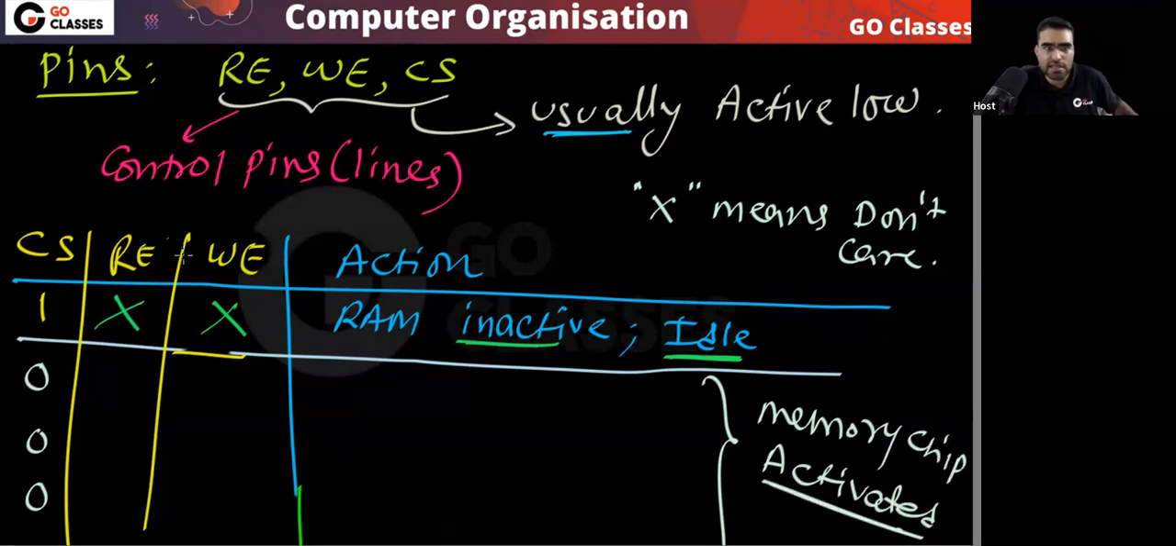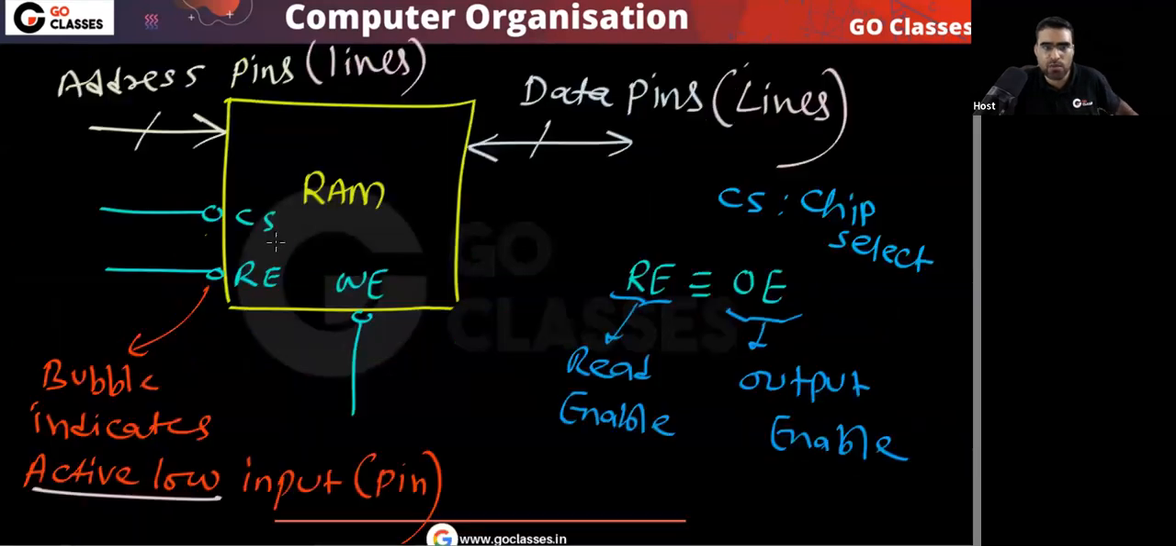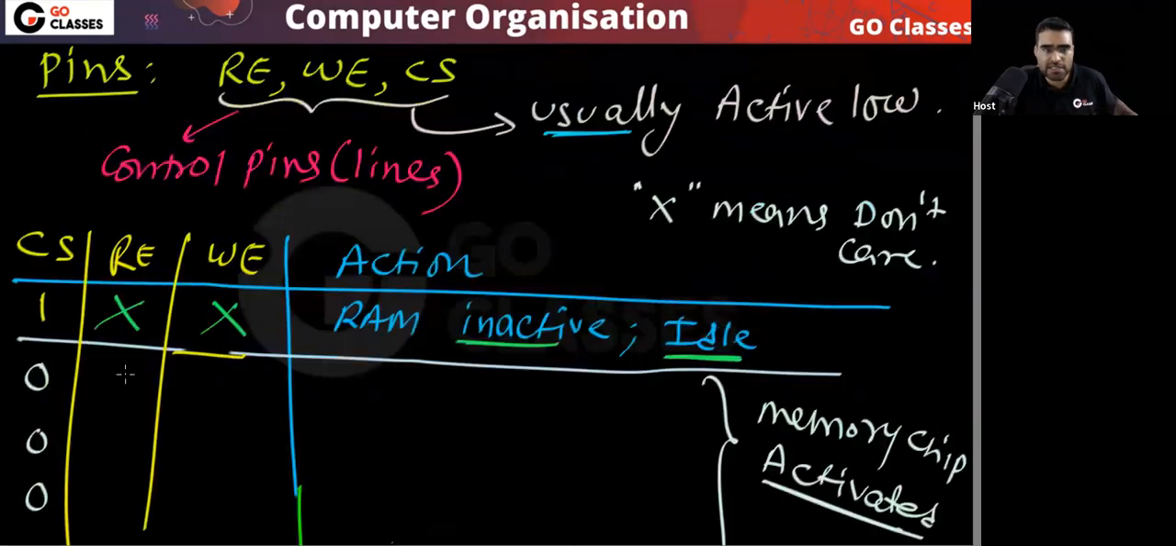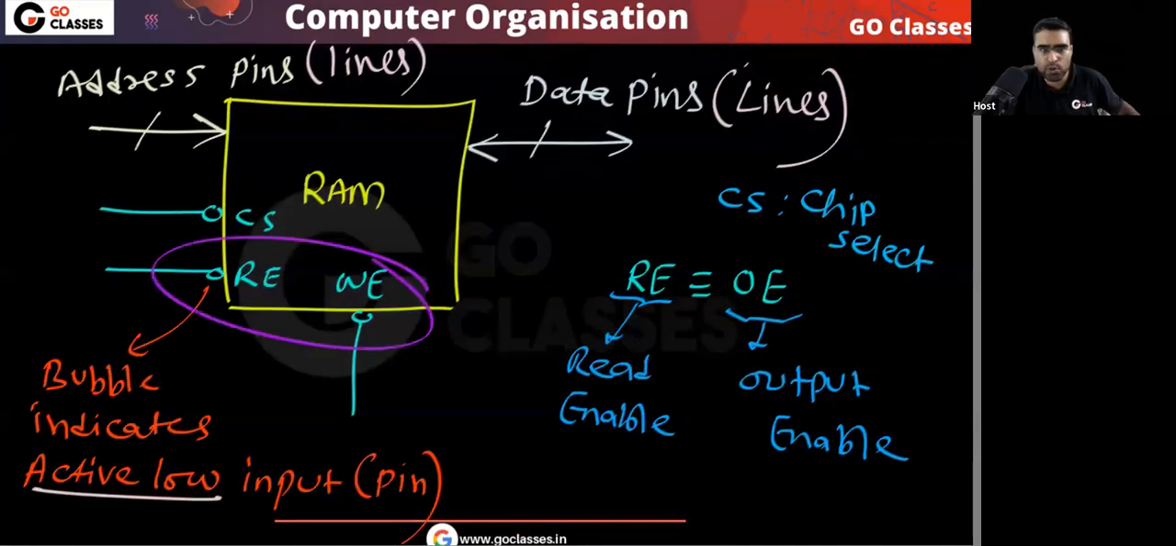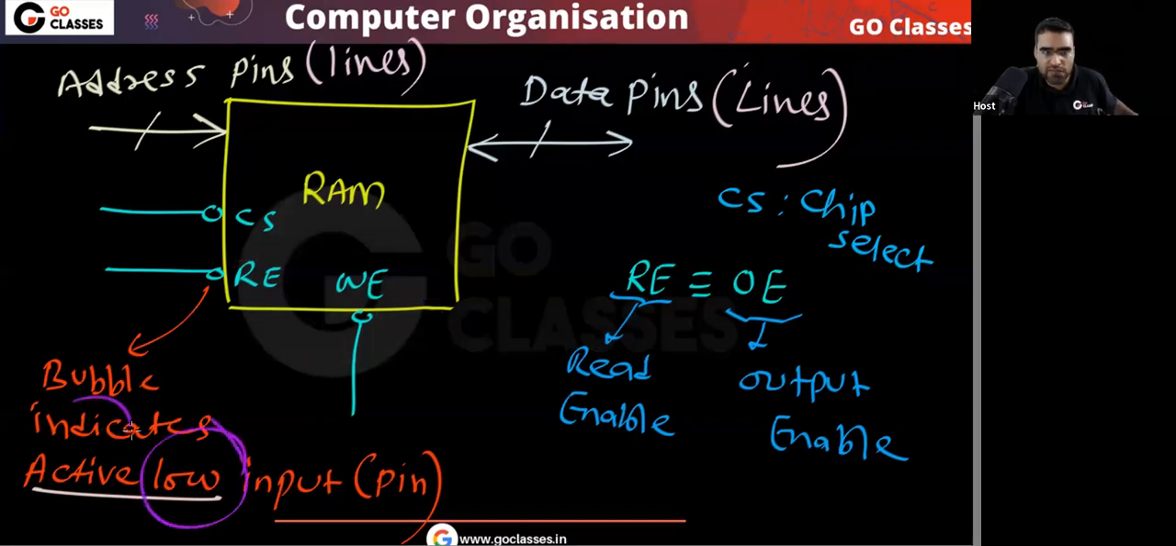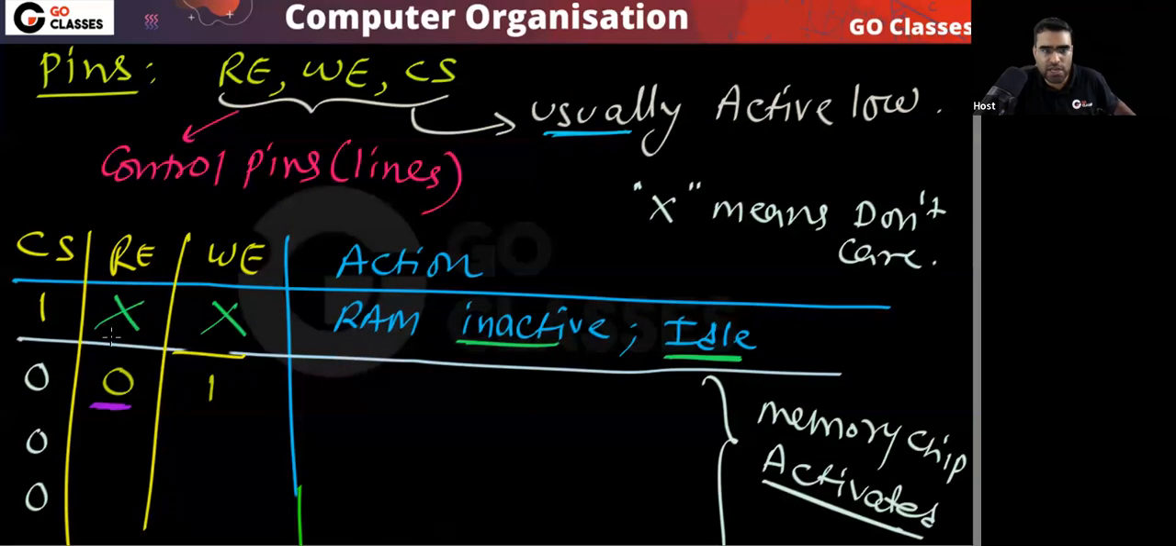Now you can easily see that read enable and write enable are also active low inputs. So when they are low, they will be active. If I apply 0 on the read enable, and on the write enable there is 1, then in this situation, what will happen?